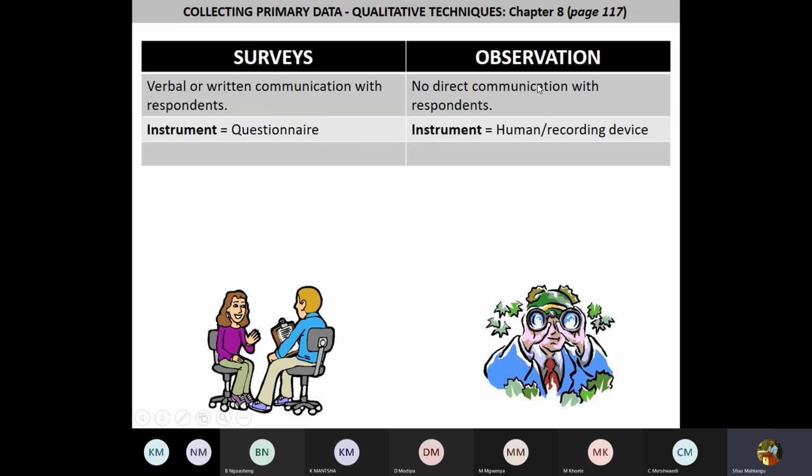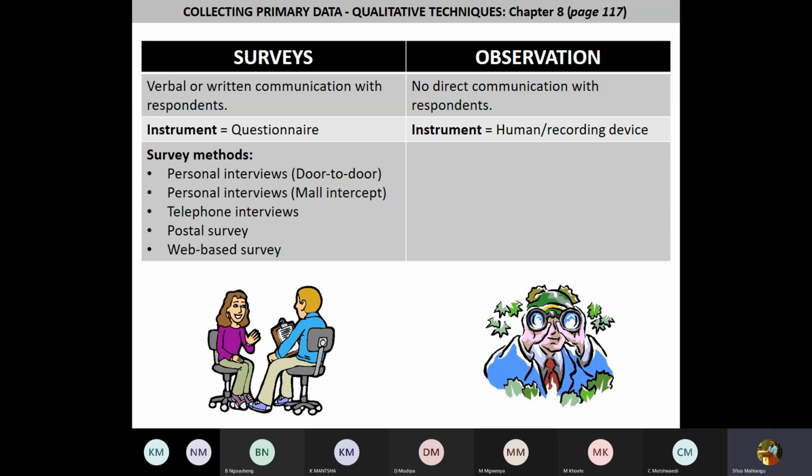Because we don't communicate with respondents under observation, we use an instrument such as a recording device. We can also have a human as an instrument who collects data, which means I'm observing people and then I write that data down. So the instrument there would still be a questionnaire in a way.